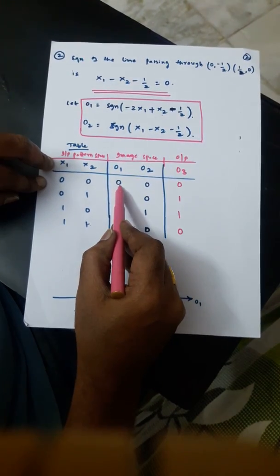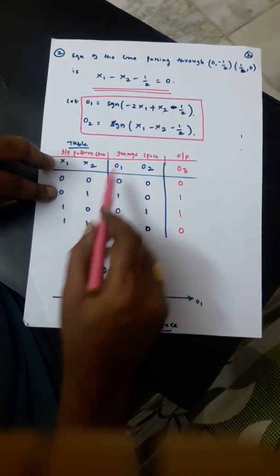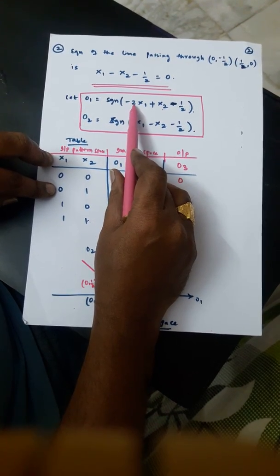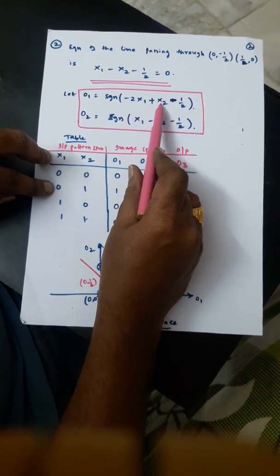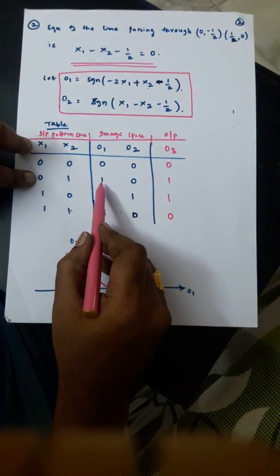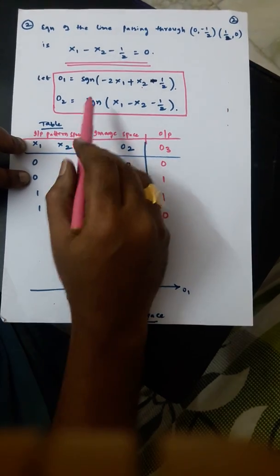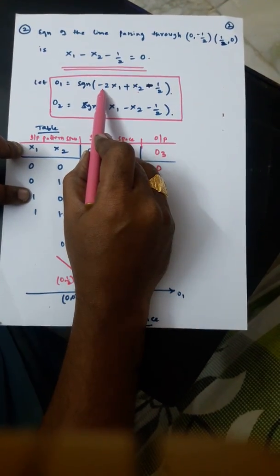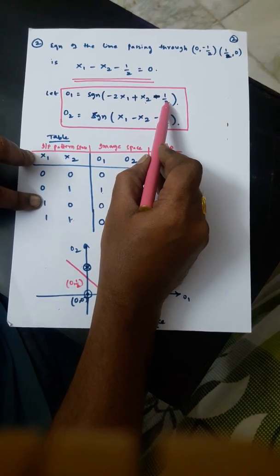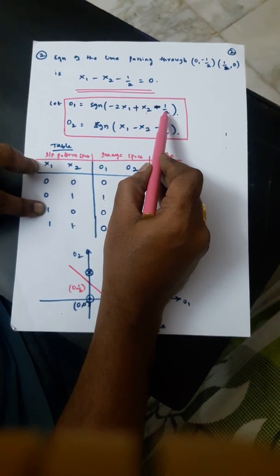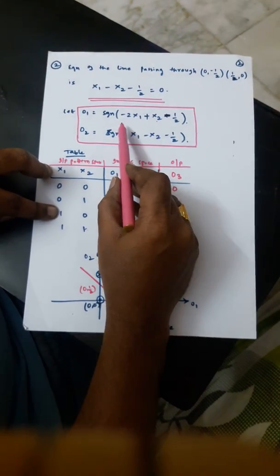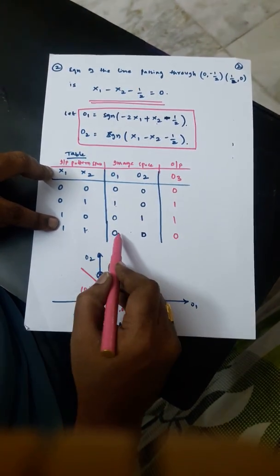That is 0. In the same way, for 0 1 as inputs, 0 plus 1 minus 1 by 2, so that is plus 1 by 2. Signum of plus 1 by 2 is 1. For 1 0 as input, minus 2 plus 0 minus 1 by 2, minus 2.5, and signum of minus 2.5 is 0. In the same way, for 1 1, O1 is 0.